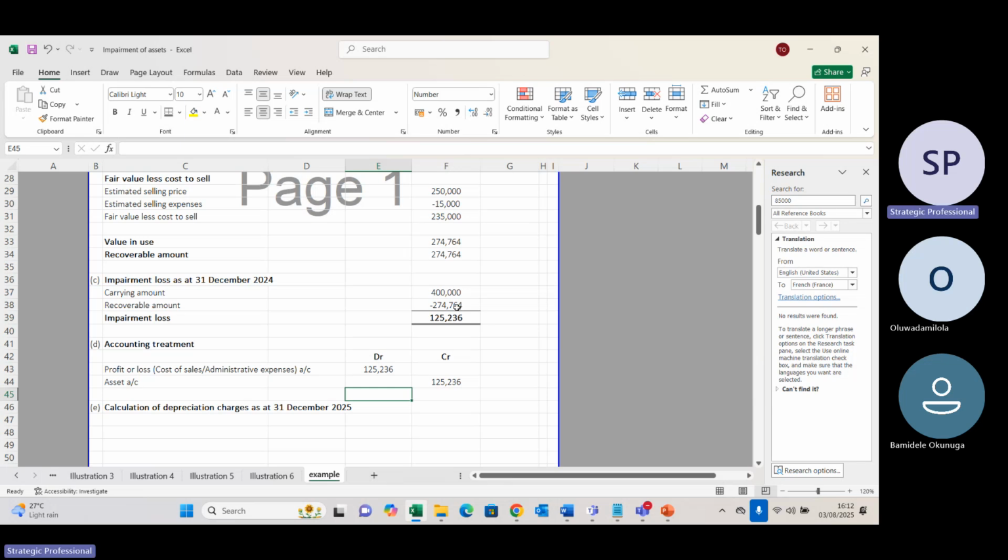I don't know if I'm making sense. Yes, sir. In arriving at profit, revenue minus cost of sales gives gross profit. So gross profit, add other income, less administrative expenses. The more expenses you incur as a business, the lower the profit you will report at the end of that year. But if your expenses are low, the profit you report at the end of the year will become high.